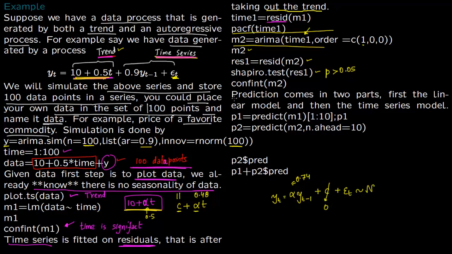And then you can do prediction. The prediction comes in two parts. Obviously the first part is you predict your linear model. So this is predicting a linear model, and I'm doing it 10 steps ahead. Then you predict your M2. M2 is your time series model. You predict that, and P2$predict will give you 10 values for M2, and then you can run P1 plus P2 to find the 10 values for prediction.